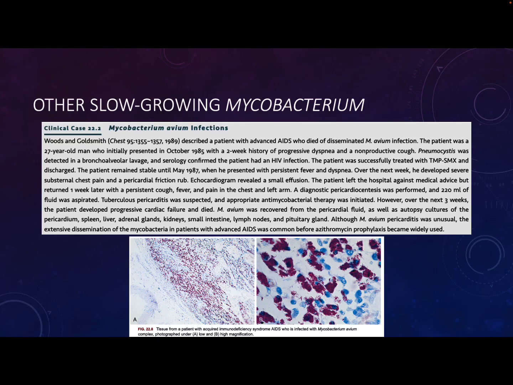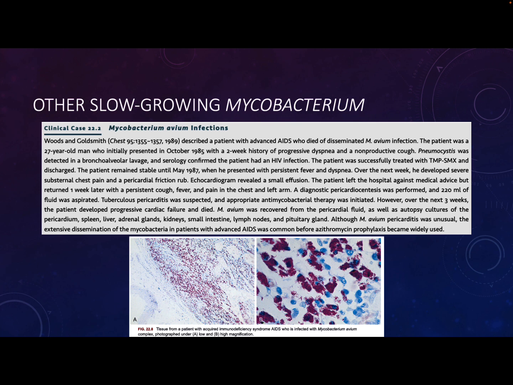Mycobacterium. So they grow slow. There are other slow-growing mycobacterial species. They are not as common, but you can see them, particularly in patients who are immune compromised. So this was a patient who had advanced AIDS who died of disseminated Mycobacterium avium, so almost like a bird type of tuberculosis.